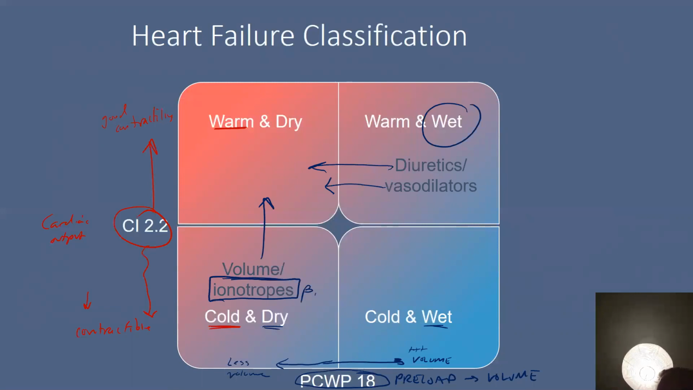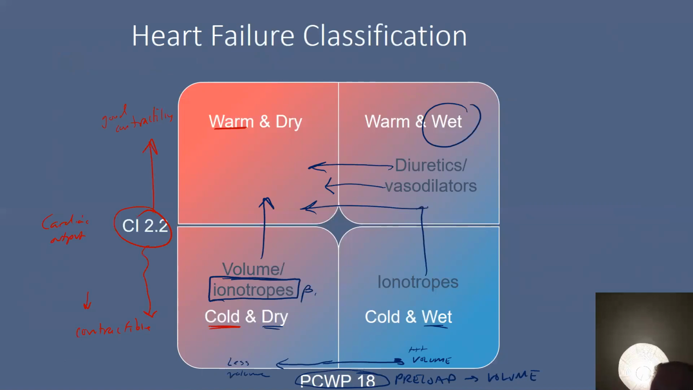And then lastly, if you're both cold and wet, we're going to get inotropes going first because we have to perfuse the body first. So inotropes are going to help us move up in this direction. Once we get up here and we're perfusing, now we've got to get the volume up. So we might use the thyroid this thing.